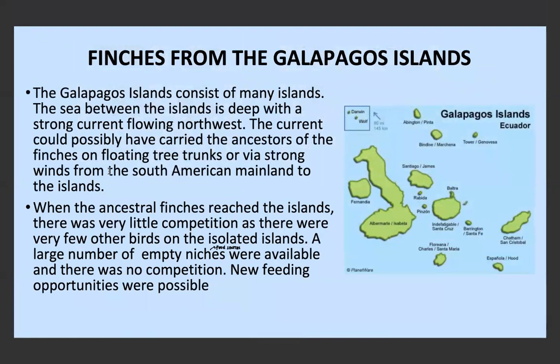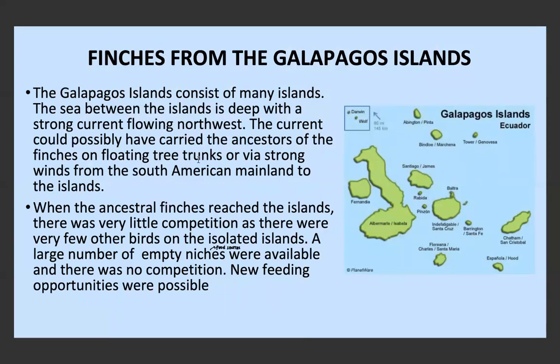So the Galapagos Islands consist of many islands. This is a bit of background. It's not really that important to know, but basically what it's saying is that these are some of the theories for how the finches got to the islands. It possibly could have been that the current carried the ancestors of the finches.